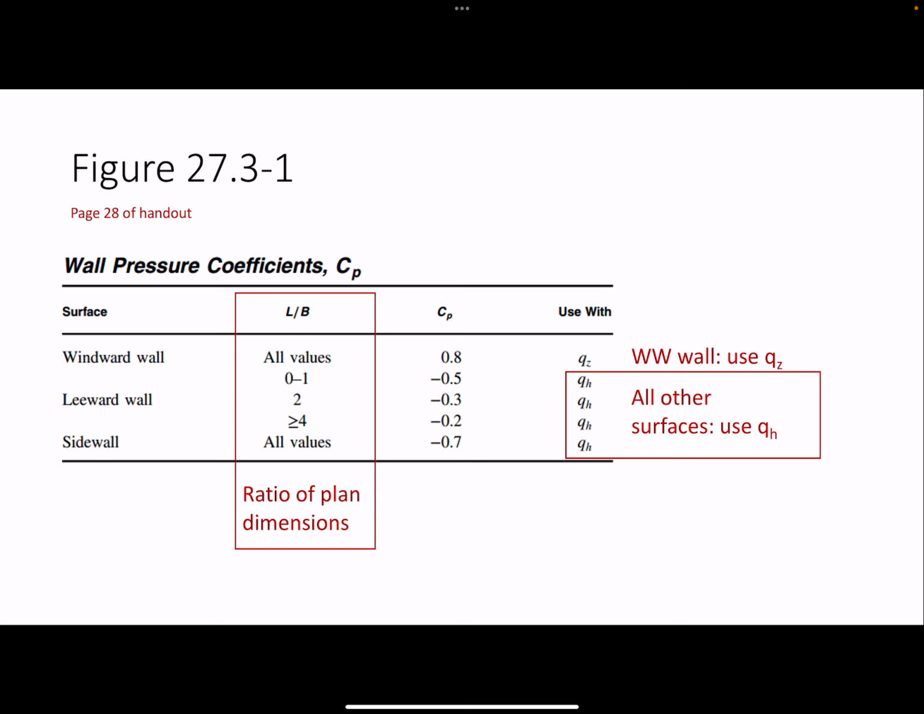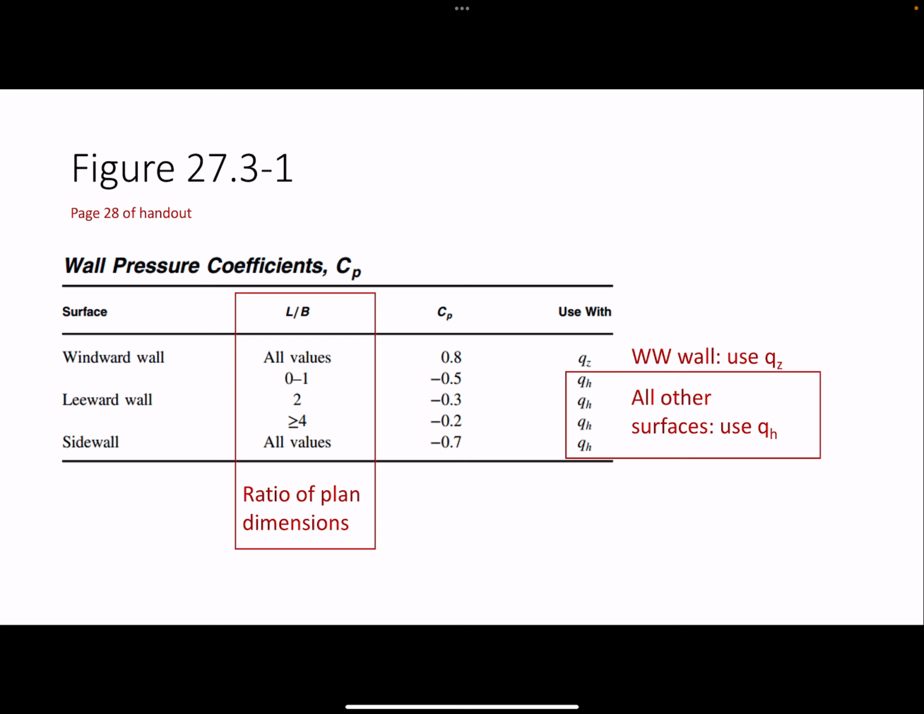The sidewall also doesn't depend on L over B, right? So that's always going to be a negative 0.7. The leeward wall, however, is the one that can change depending on the wind direction with respect to your building. So it can be anywhere from negative 0.2 to negative 0.5.